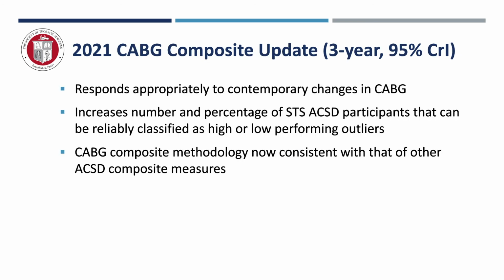In conclusion, the STS Quality Measurement Task Force has developed a methodological update to our original CABG composite measure, moving from 1 to 3-year analytic windows and from 98% to 95% credible intervals. These modifications address sample size concerns with the original approach in contemporary practice. They substantially improve our ability to identify high and low performing participants, and they make the CABG composite methodology consistent with that of all other STS adult cardiac composites.